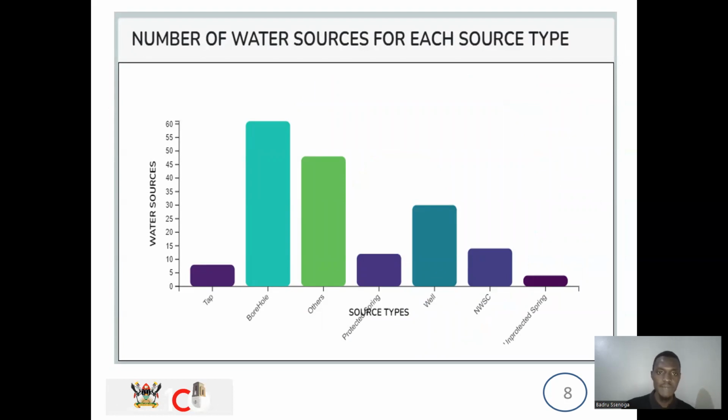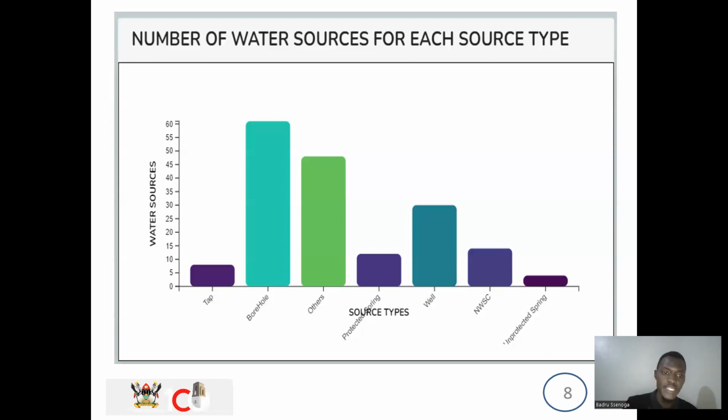Now this is about the number of water sources per source type. How many water sources do we have in that particular source type? Let's say if we have a well, how many water sources comprise what we call a well? If we have taps, how many taps did we get those samples from? If it is a borehole, how many boreholes did they go to collect these water samples?